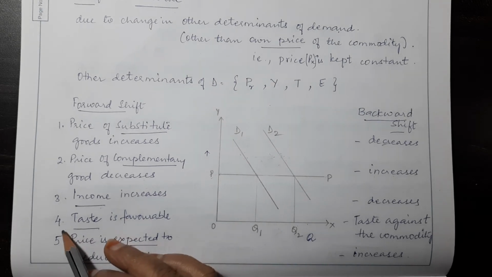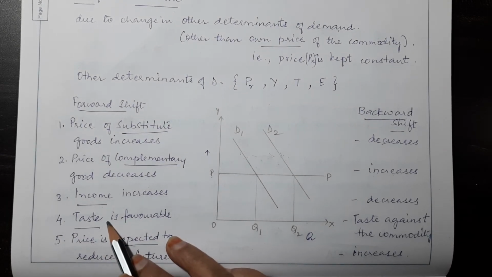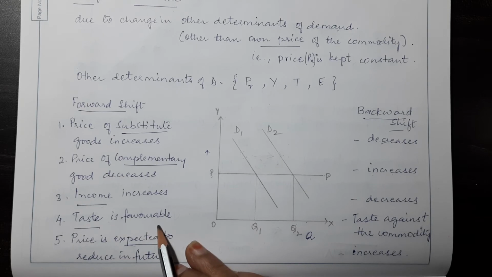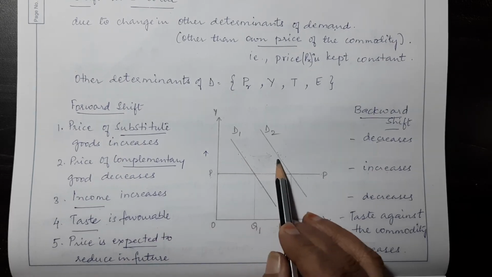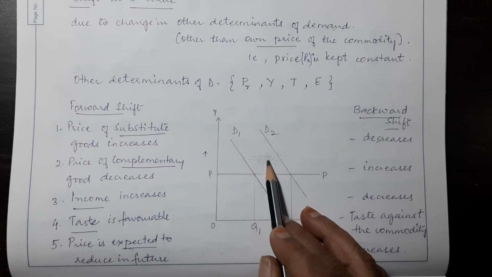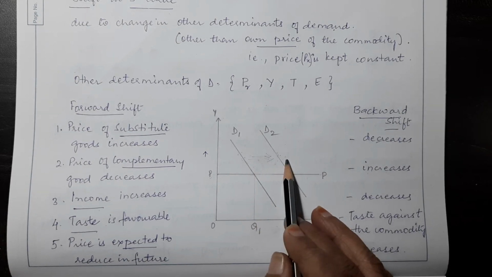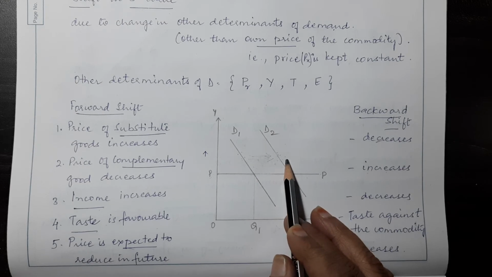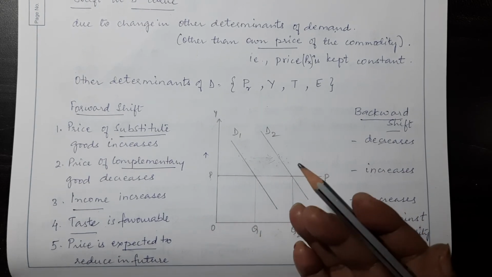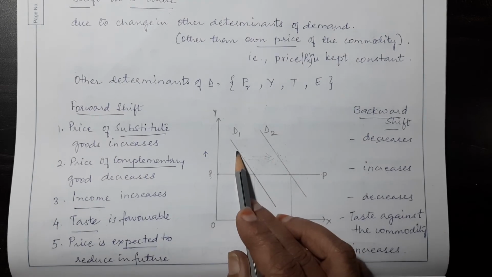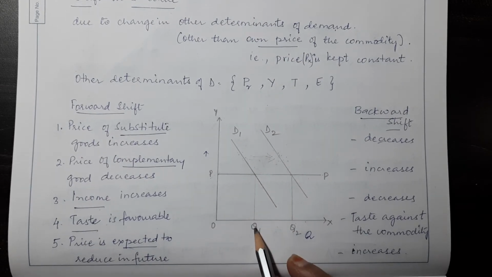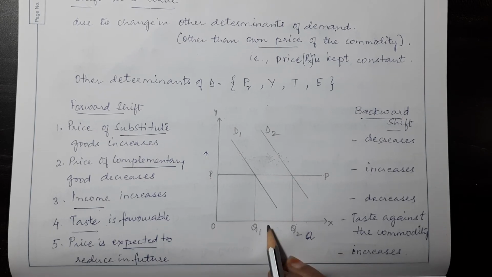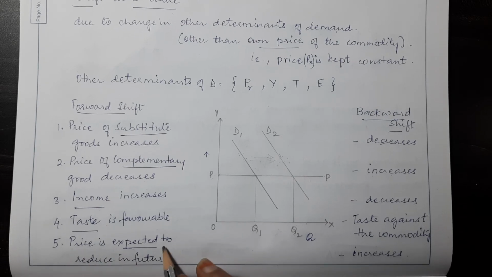The fourth determinant is taste. When the taste is favorable, that means when there is fashion for goods, there is a custom, there will be an increase in the demand and so we will move from D1 to D2. That means there will be a rightward shift or a forward shift. If something is out of fashion, then what will happen? The demand will fall and we will move backward because the quantity demanded would reduce because we do not now favor the particular good.